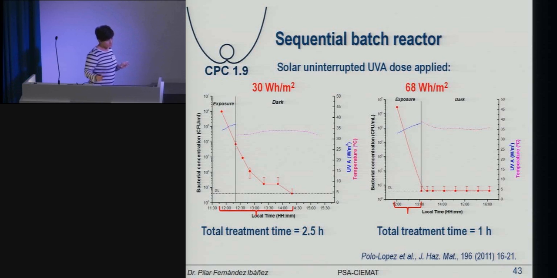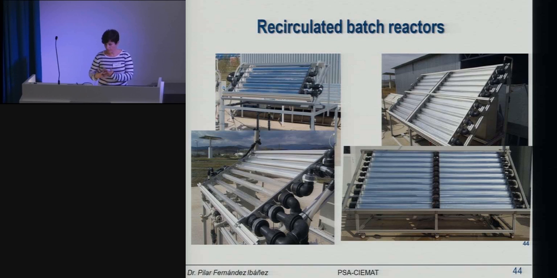If we think about recirculating batch reactors, the thing is more complicated, and we have to think about using other oxidant species, like, I don't know, either radical or singlet oxygen, because of the residual concentrations you find when you have SODIS in recirculation.